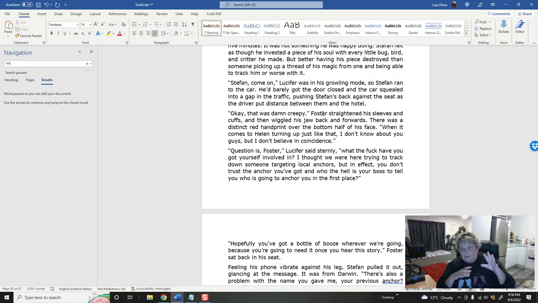And so, you know, Foster is clearly going to be fighting this because he's got to make it look good for the people who are watching him. And so they get out and they get away. But then instead of saying that he was mussed up and his jaw was probably aching, instead, I wrote, Foster straightened his sleeves and cuffs, implies wrinkled clothing, and then wiggled his jaw backwards and forwards.